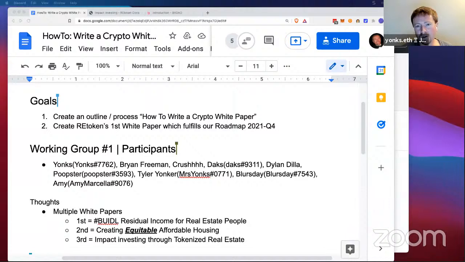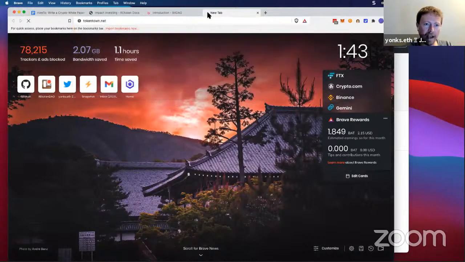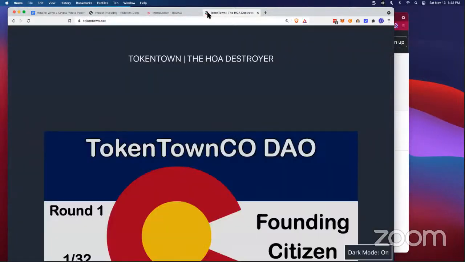One of the things we're looking to do, as we work towards Token Town, our flagship project, and we'll be talking more about Token Town in coming weeks and months.